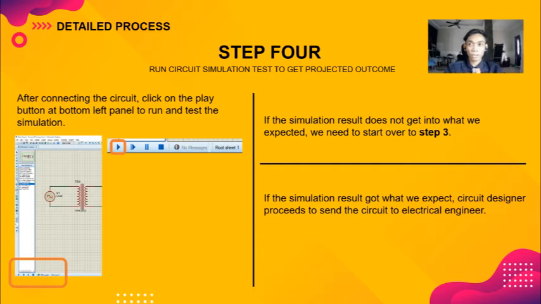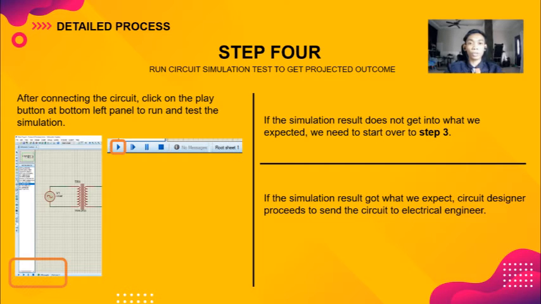Okay, for step 4, our data process, we run the circuit simulation test to get our projected outcome. I myself run the simulation test. After connecting the circuit, we click on the play button at the bottom left panel to run and test the simulation. As you can see, in the bottom left of the screen in Proteus, you can see this button. If we click the play button, the circuit will simulate the outcome, the voltage outcome and the current outcome of the project.